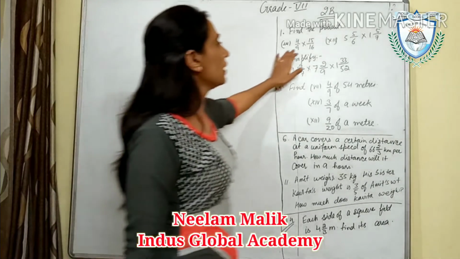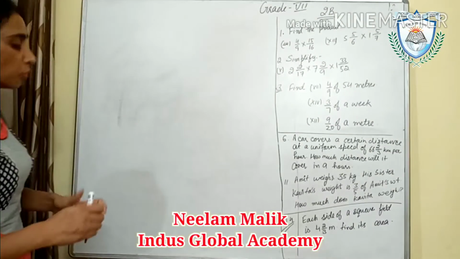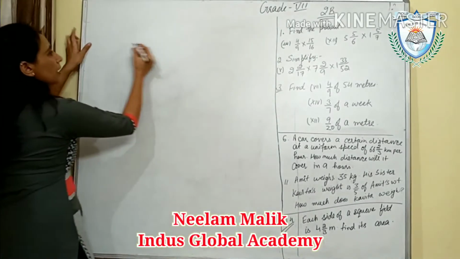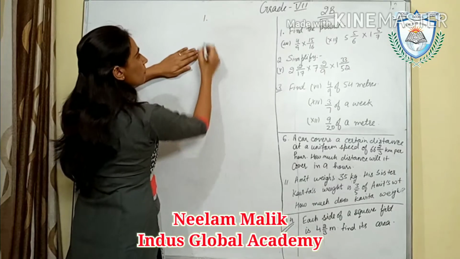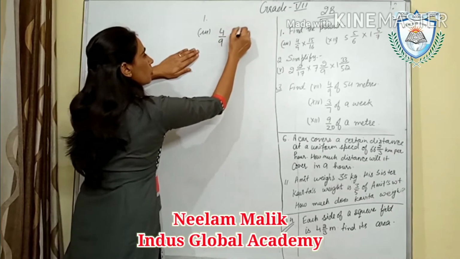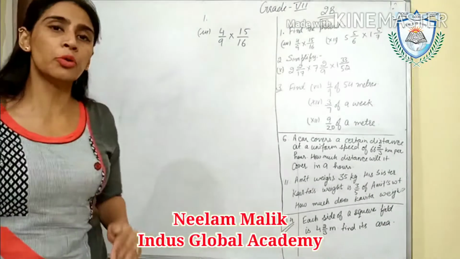Find the product. A few numbers are given to you, and you have to find out the product. I have taken two parts. Question number 1, third part, what is that? That is 4 upon 9 into 15 upon 16. We have to find out the product here.